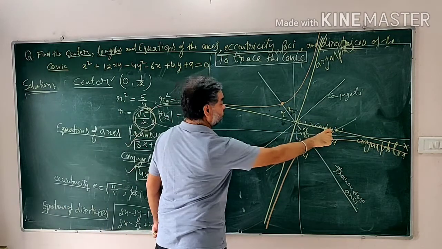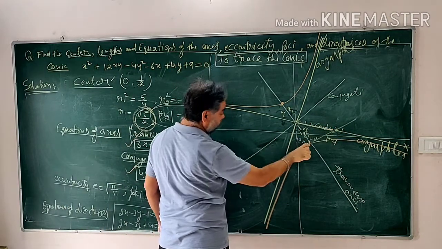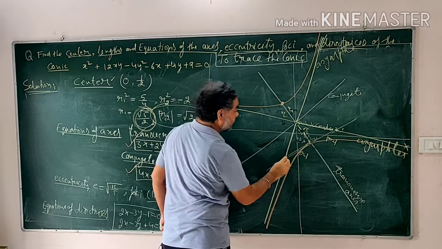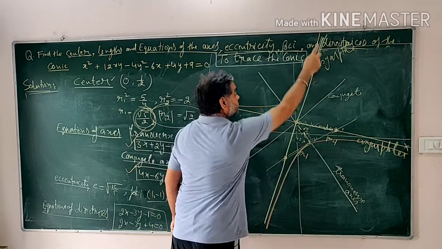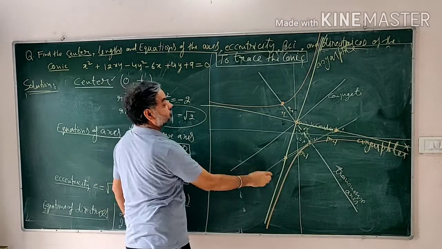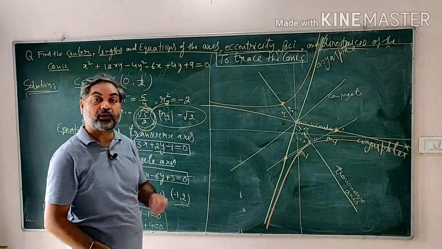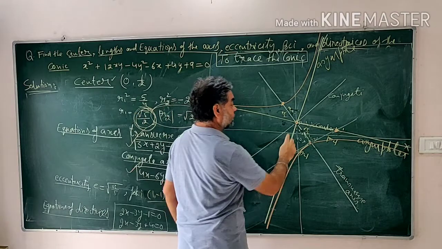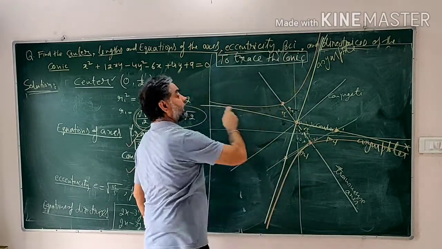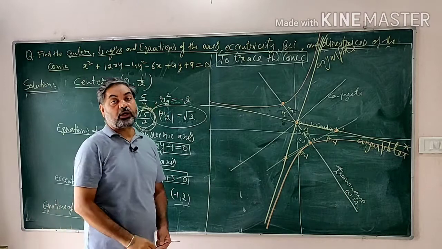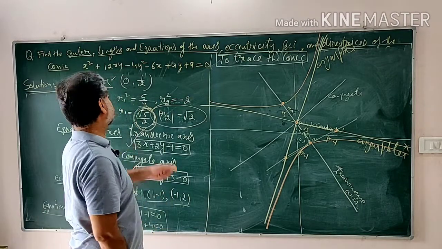Modulus of r2 is under root 2. Cut this length modulus of r2 on this side and on this side, and then join these 2 points with the center, and you get these two lines. These 2 lines become the asymptotes of the hyperbola, and after that, using these asymptotes and this point, you can draw the hyperbola like this. So this is how we can trace this conic.